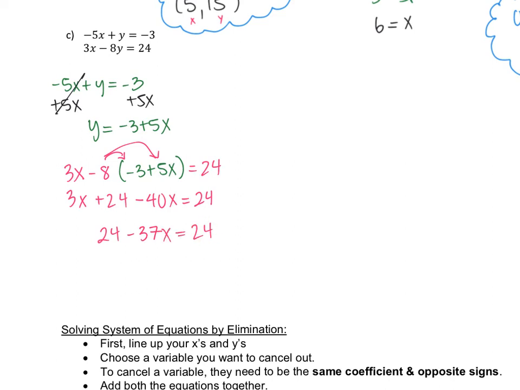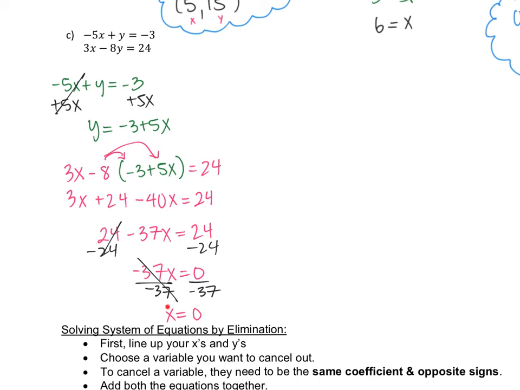Now, since this is 24 here, if I move this over, I subtract it off, it would cause the other side to also end up being 0. So this would end up being 0, and then I would divide by negative 37. Now, if I divide by negative 37, this 0 on top, 0 divided by anything just gives you 0. So x is equal to 0.